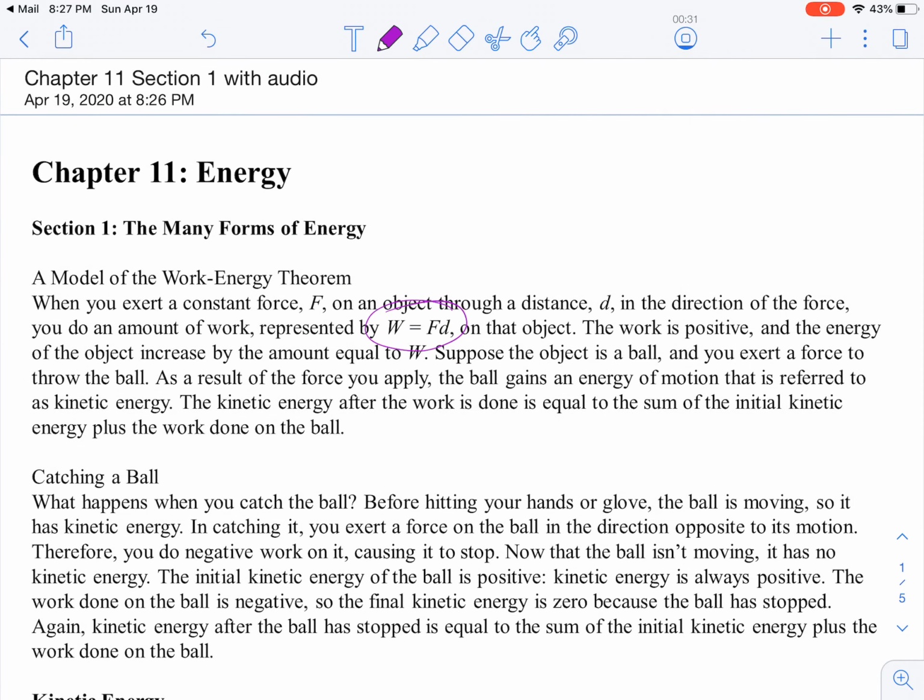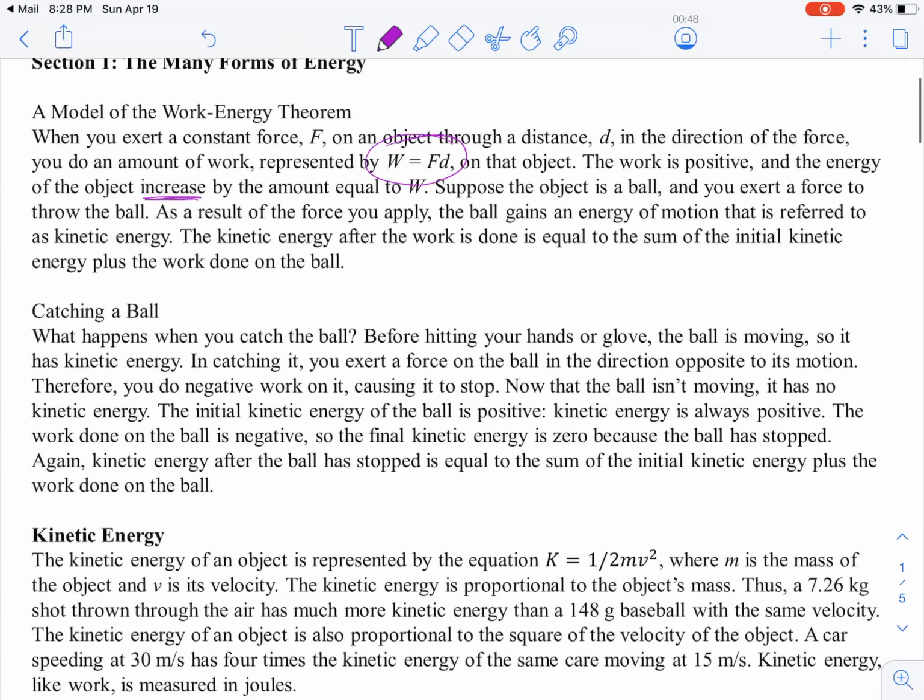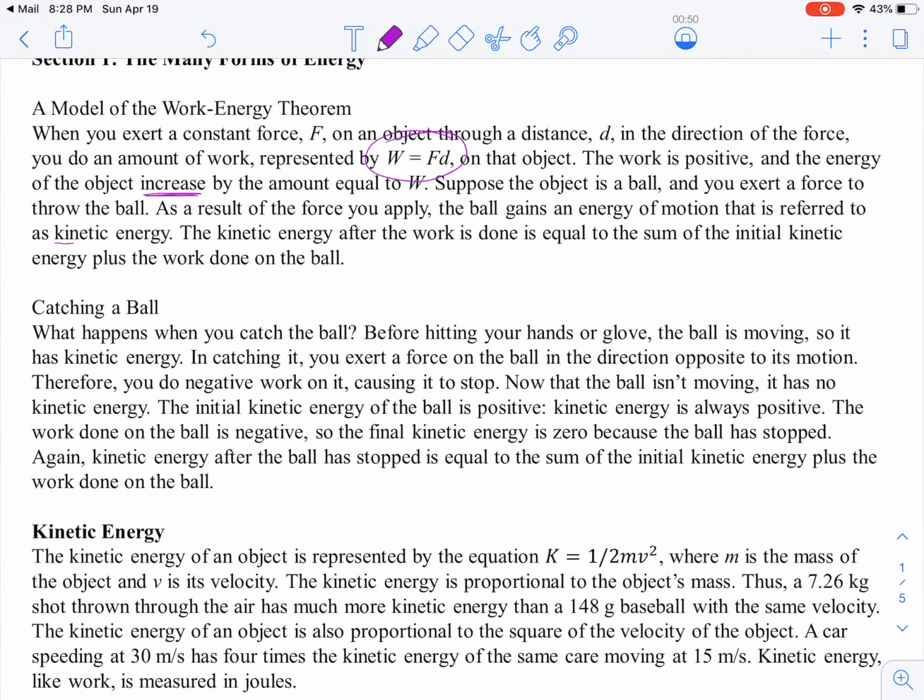from the previous chapter. The work is positive and the energy of the object increases by the amount of work, which is equal to W. Suppose the object is a ball and you exert a force to throw the ball. As a result of the force you apply, the ball gains an energy of motion that is referred to as kinetic energy. The energy of motion. The kinetic energy after the work is done is equal to the sum of the initial kinetic energy plus the work done on the ball.